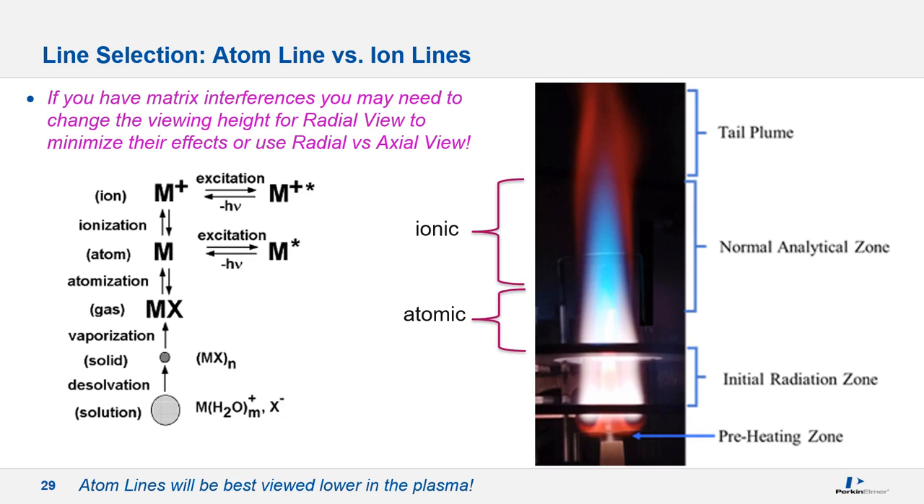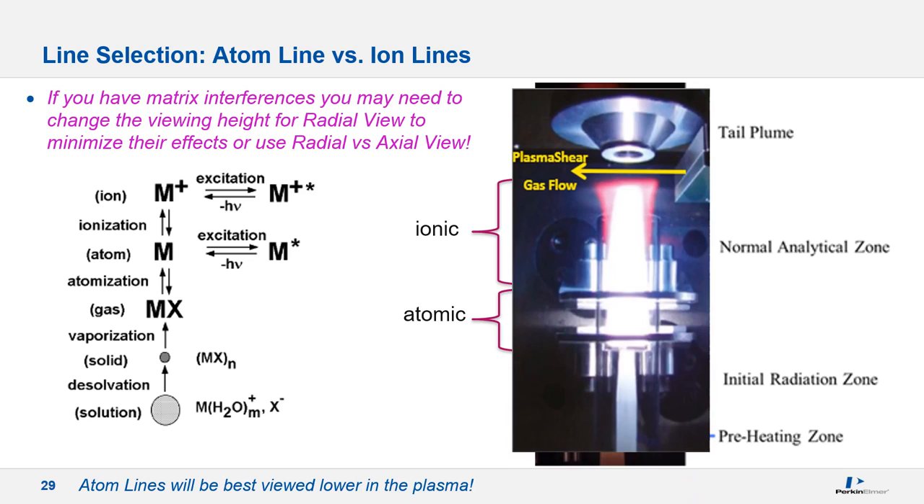If you are using axial view, the plasma shear air knife in all PerkinElmer Optima and Avio ICPs serves to cut off the cool tail plume of the plasma, which is another source of matrix interferences. Although plasma shear works well for most situations, if you are looking at higher concentrations, the axial view has a more limited linear range than the radial view. Radial viewing also allows you to change the viewing height to optimize your results. Let's look at an example of this.